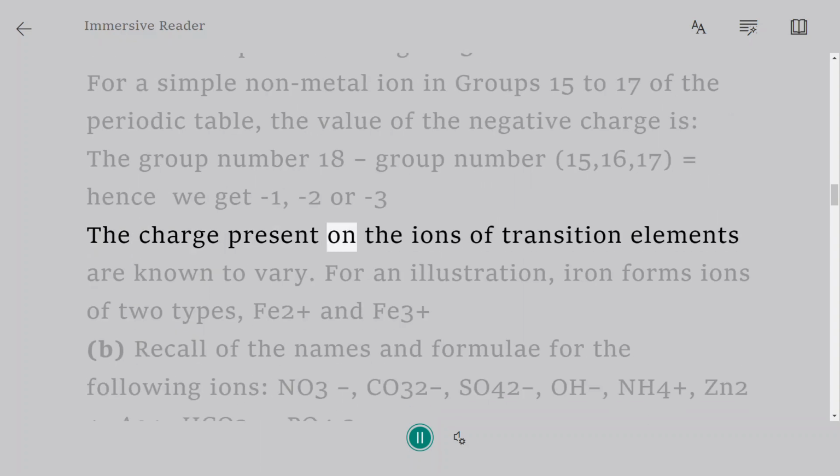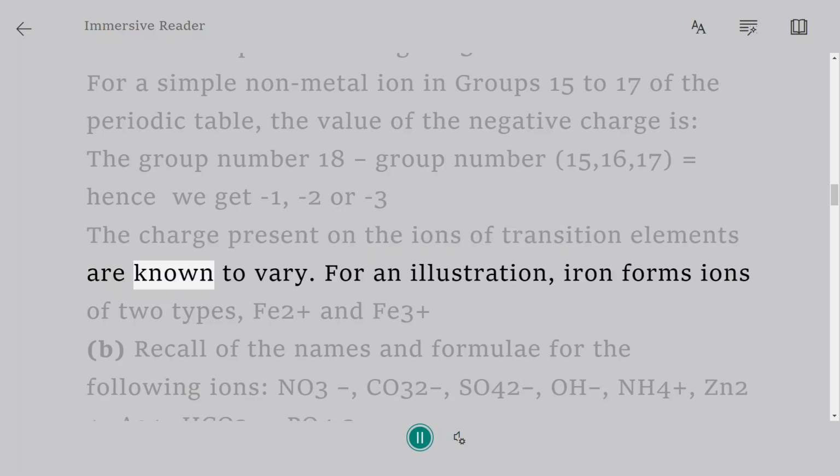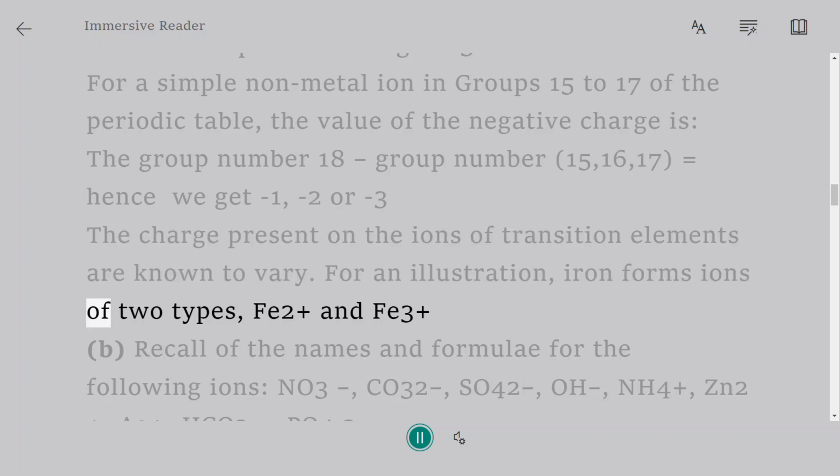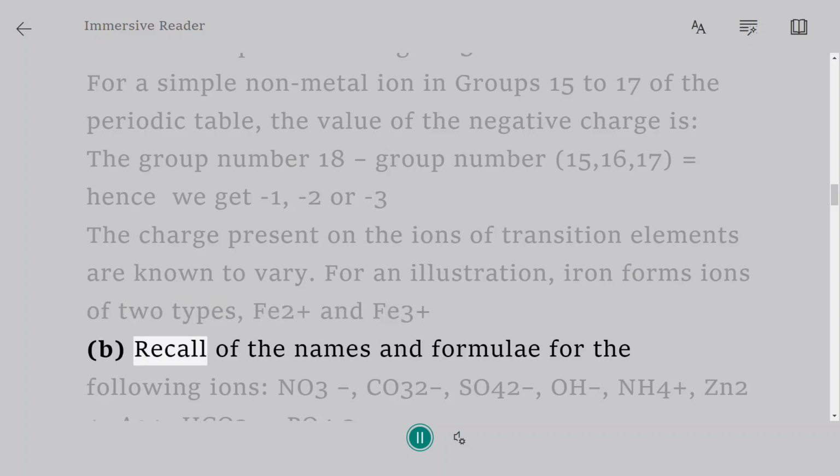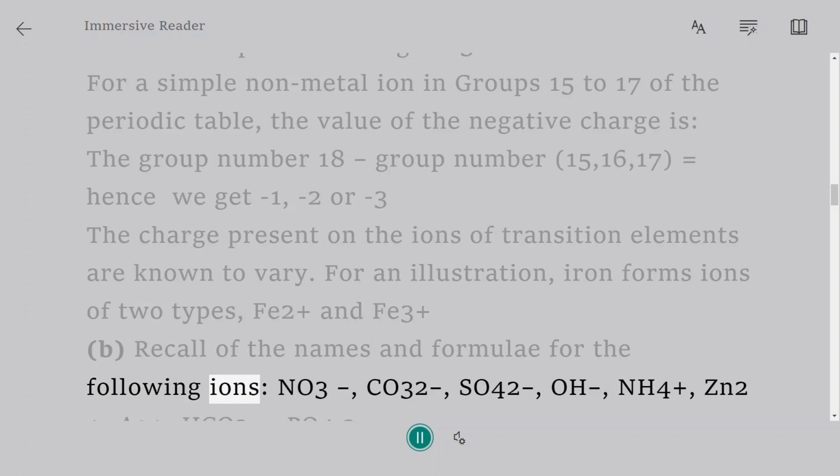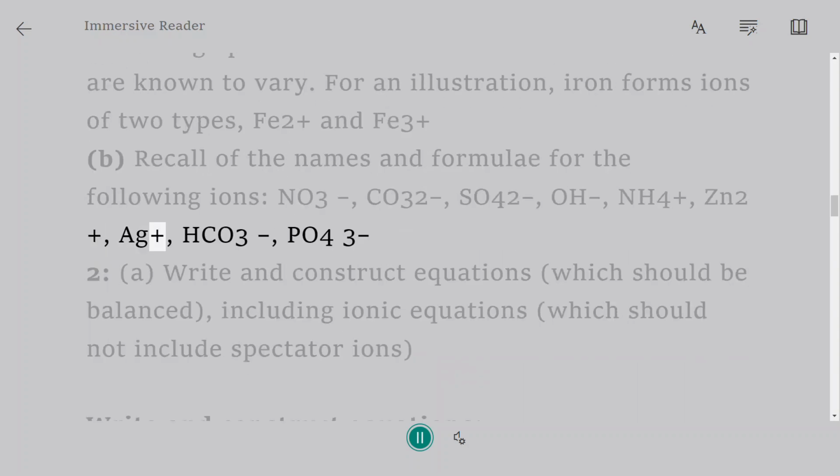The charge present on the ions of transition elements is known to vary. For an illustration, iron forms ions of 2 types, Fe2+ and Fe3+. B. Recall of the names and formulae for the following ions: NO3-, CO3 2-, SO4 2-, OH-, NH4+, Zn2+, Ag+, HCO3-, PO4 3-.